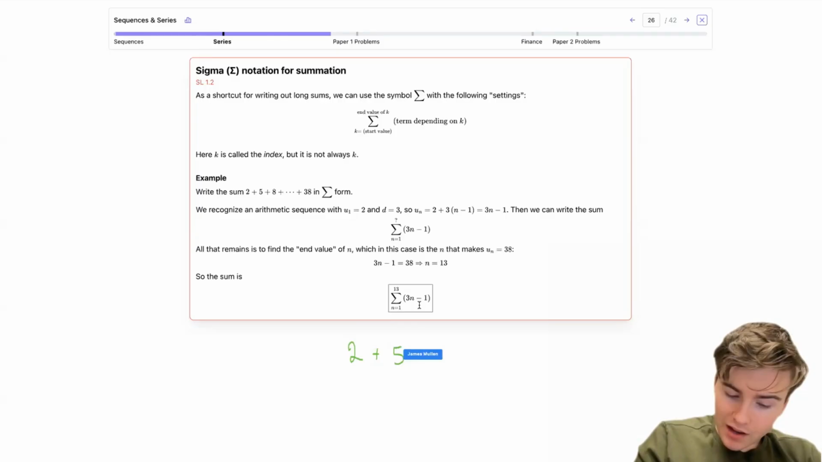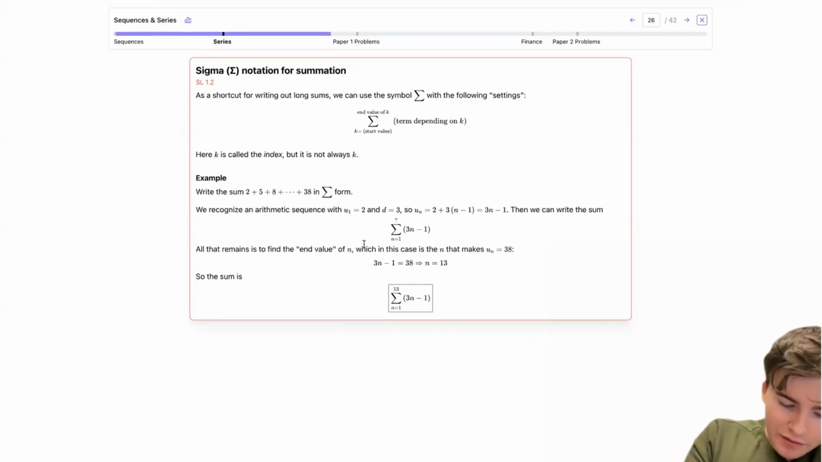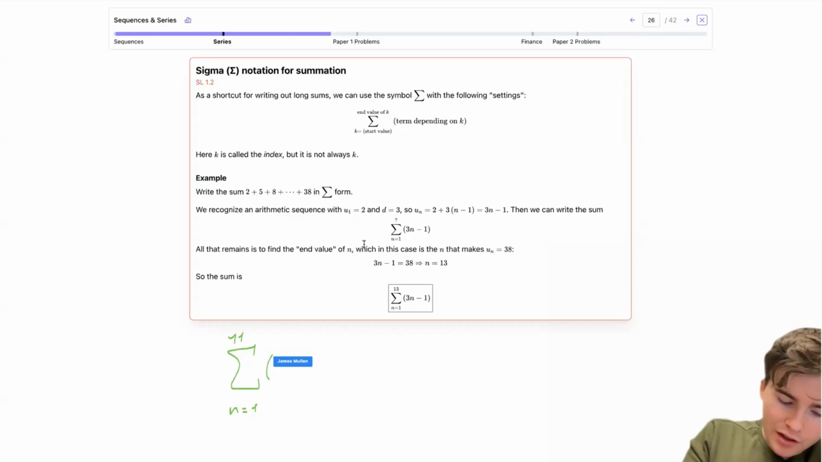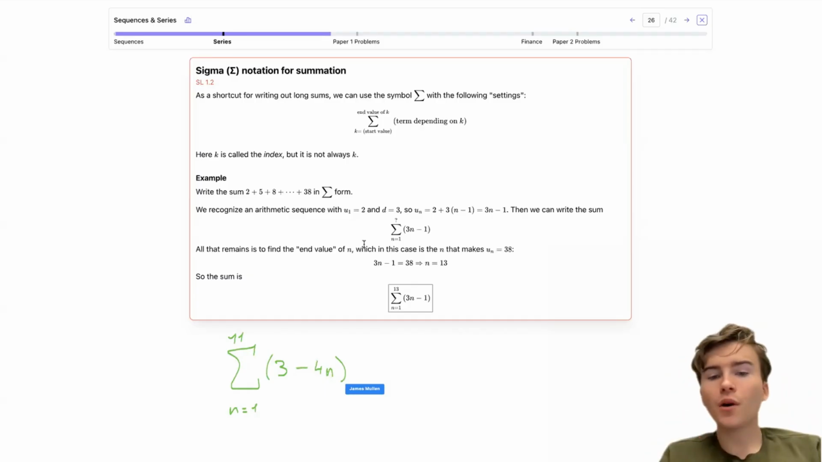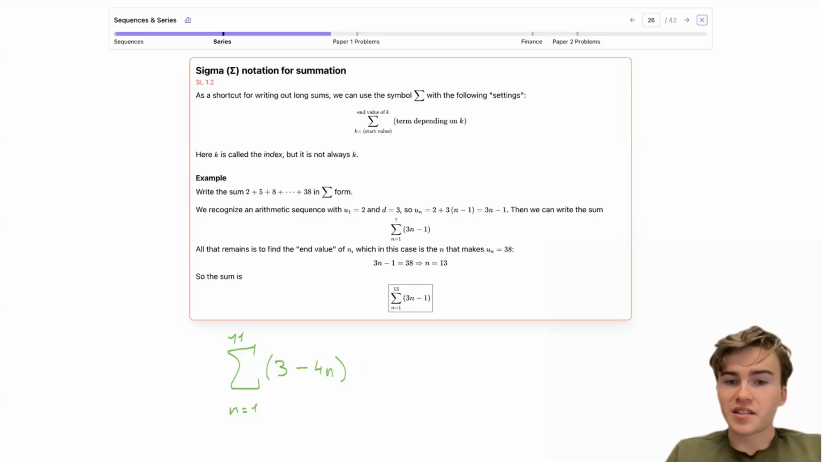So I'm just going to loop back and answer the question that we had, which was, how would you find a and d when using sigma notation? So let's say that I was working on this question. Let me actually make a small change. Let's say I have the sum, and I'm going to make this extra tricky, from n is equal to 1 up to 11, and inside the brackets, let's say I have 3 minus 4n. And the question is, how do I find u1 and d for this question? How do I find the first term and the common difference d?